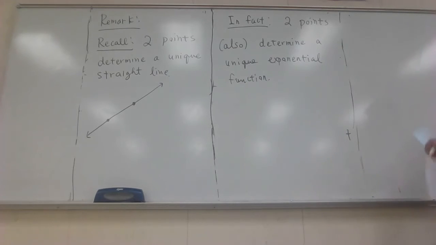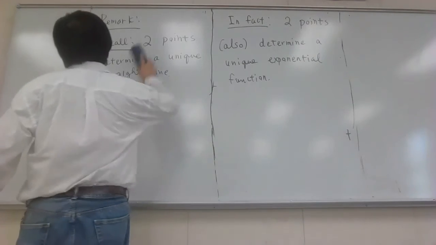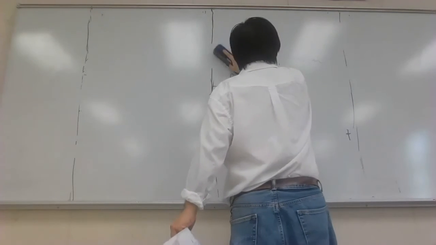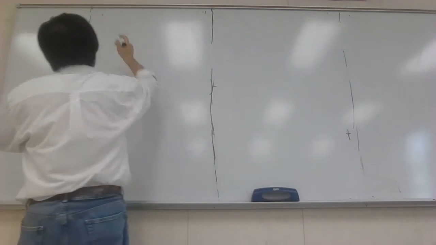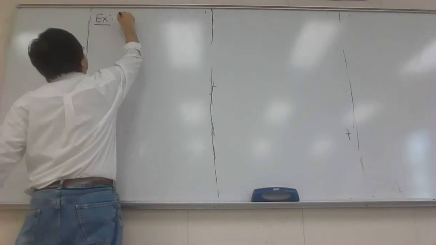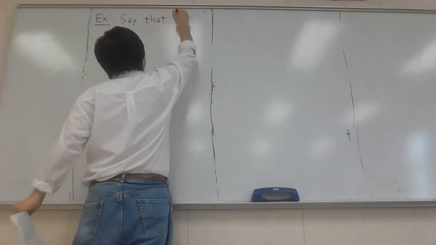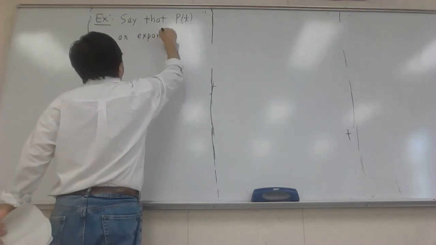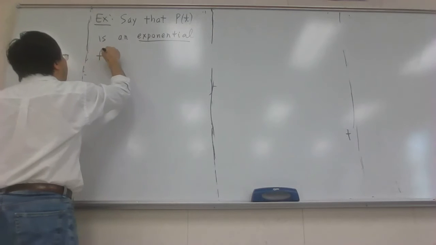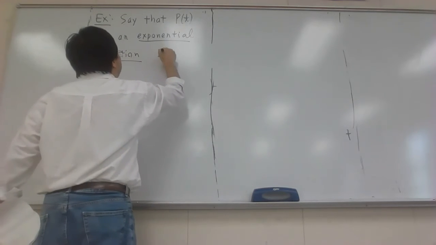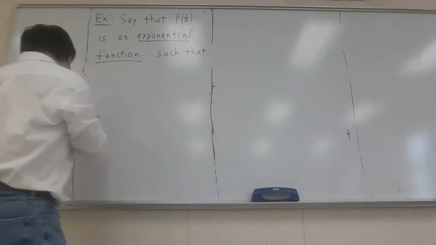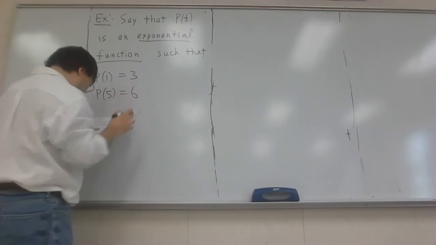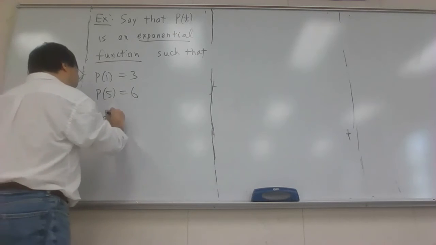Okay, let's look at an example. Say that P(t) is an exponential function such that P(1) is equal to 3, P(5) is equal to 6. Find this exponential function. Find P(t).